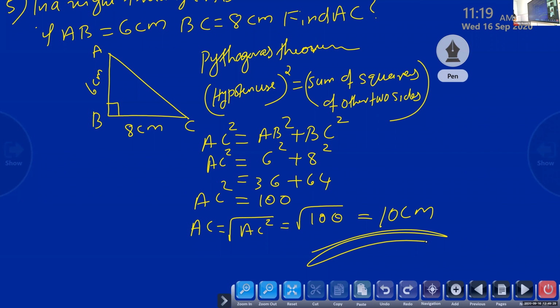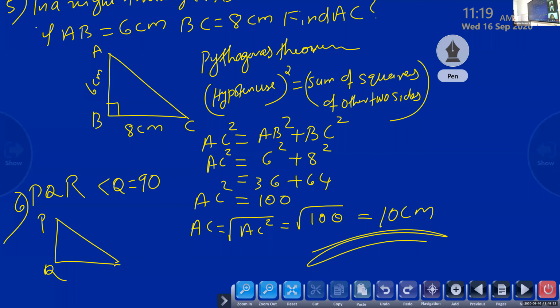Next question. In a right triangle PQR, with angle Q equal to 90 degrees, PR is 13 centimeters, QR is 5 centimeters. Find PQ.